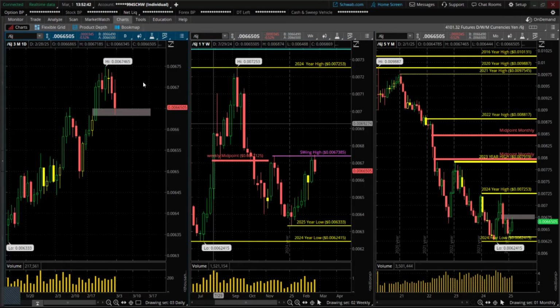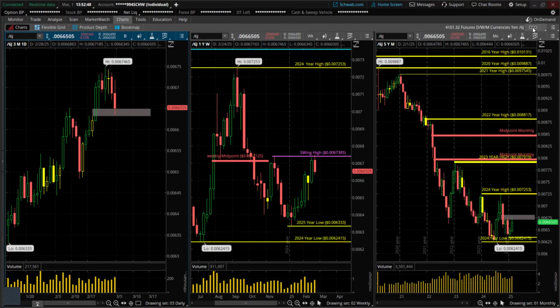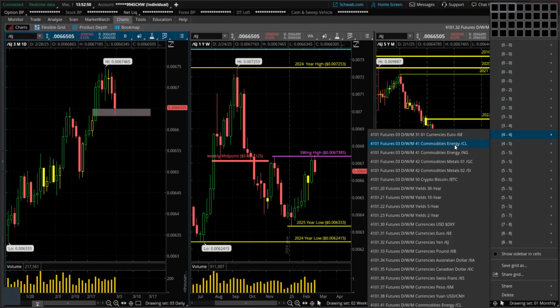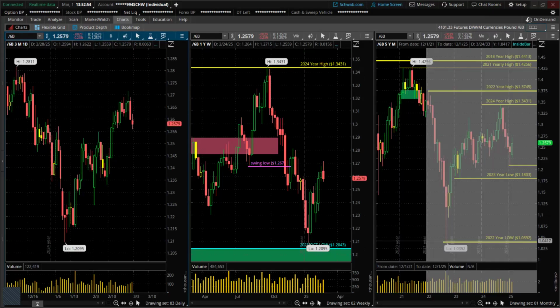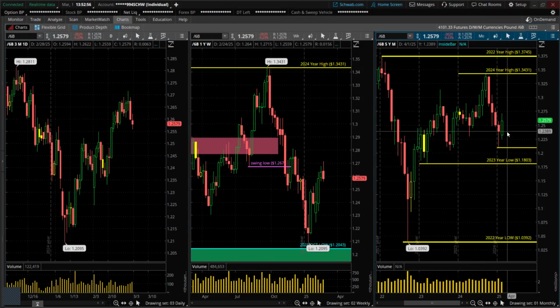Let's go on to the next currency. British pound. Same thing on the monthly. Look at that. Higher high, higher low. It already made a reversal. They're both performing better on the monthly than the euro. Being better meaning that they're more bullish against the US dollar.